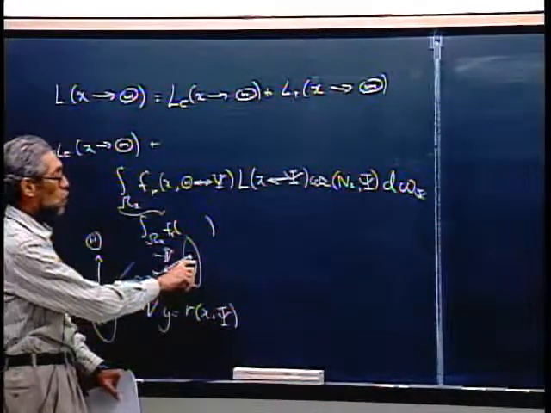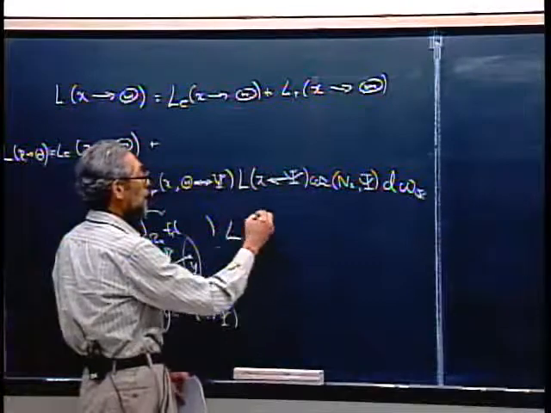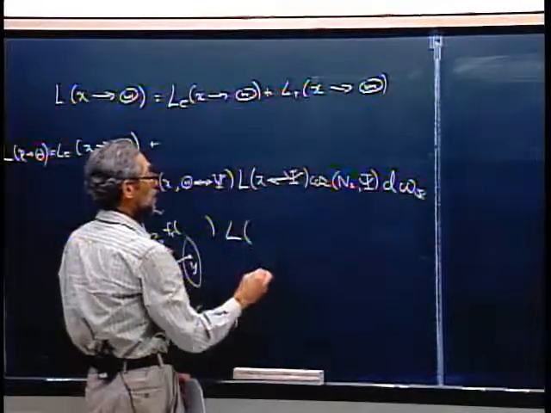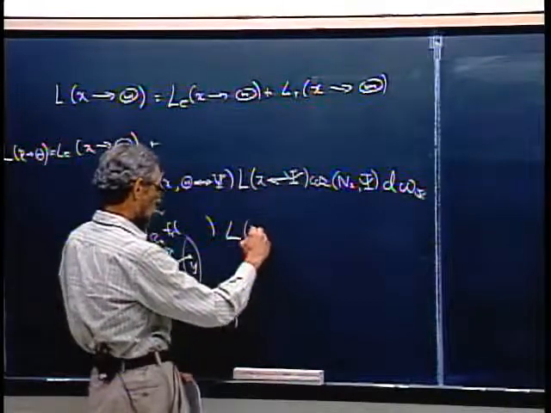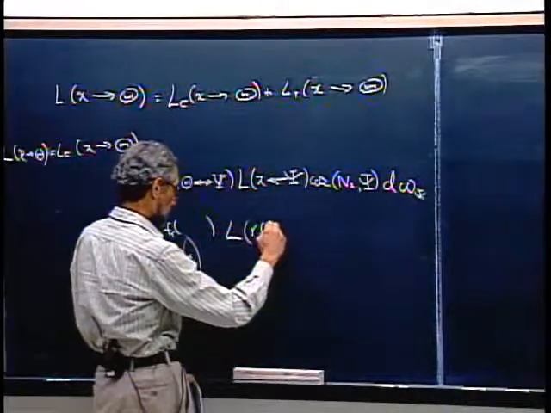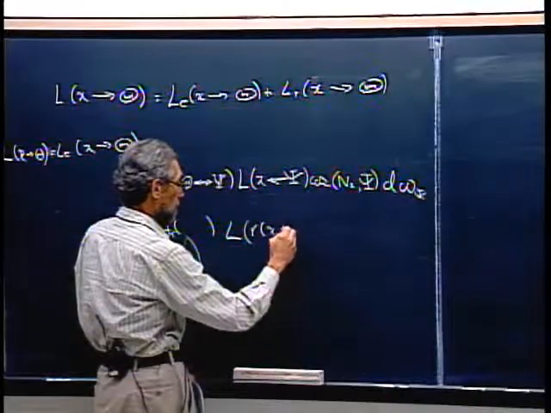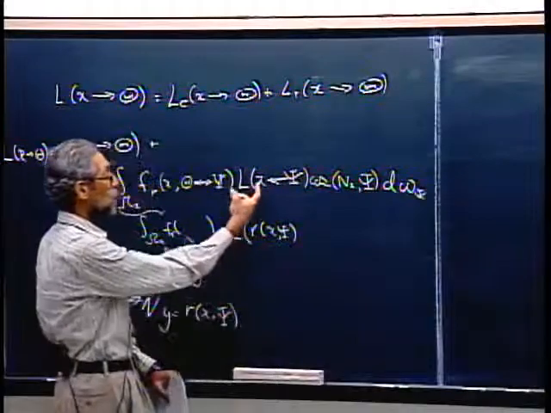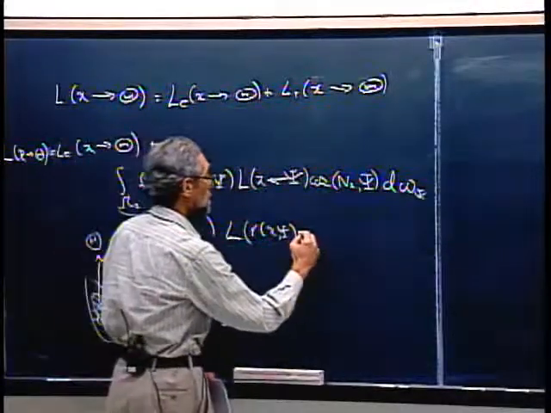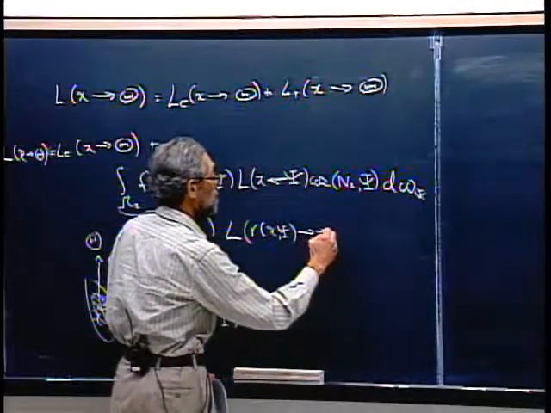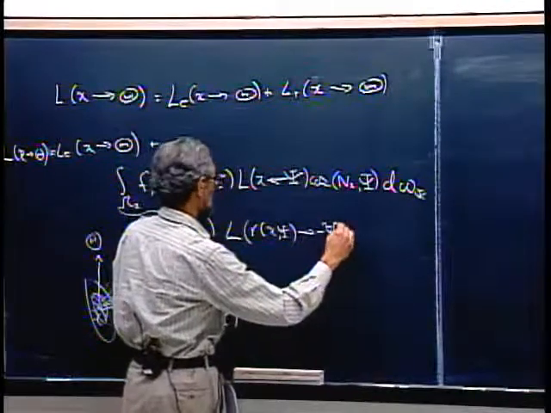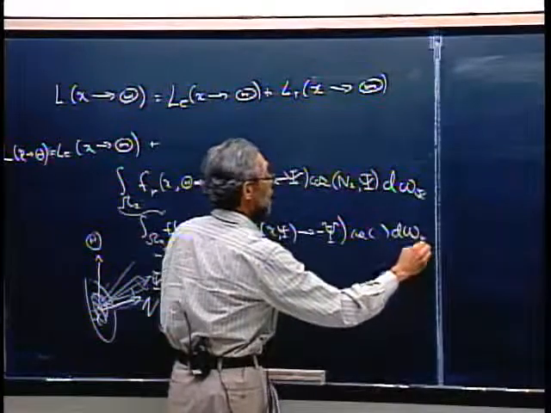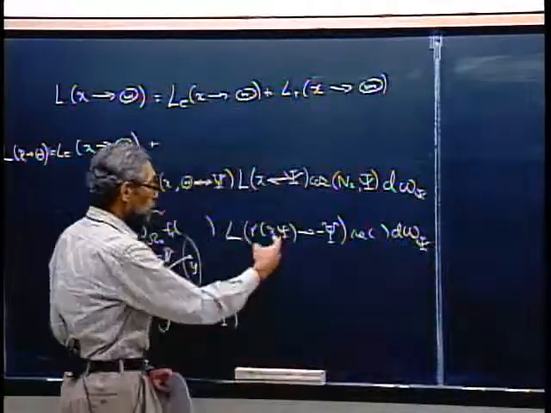And so for this L going to x from direction psi, we can say L at the point R x psi. It's hard for me to draw capital psi. Right, this is the point y here, and leaving in direction minus psi, cosine d omega psi. Now we have leaving light.